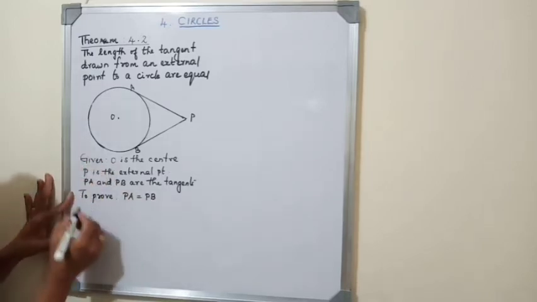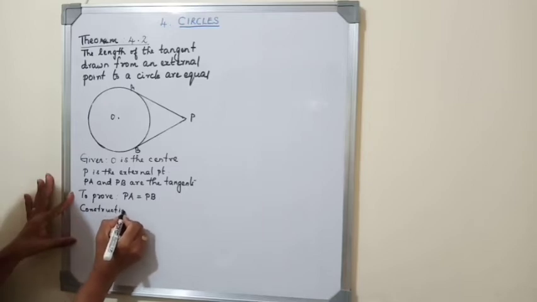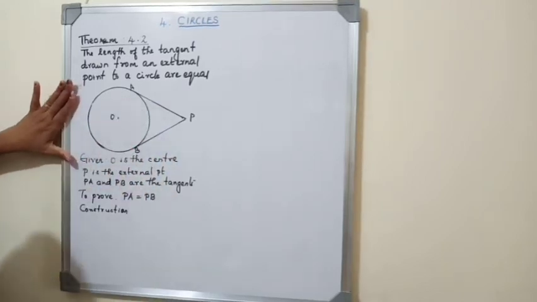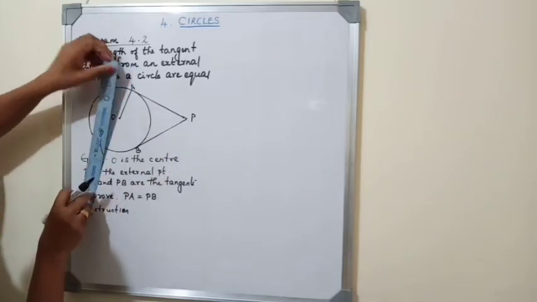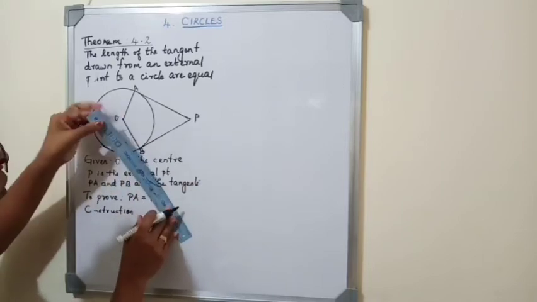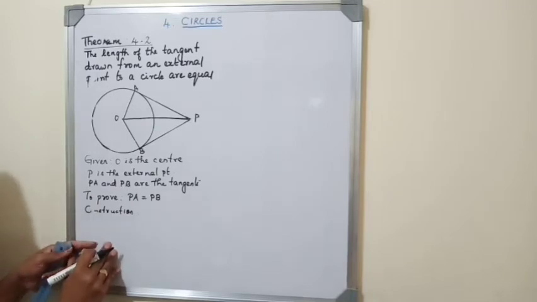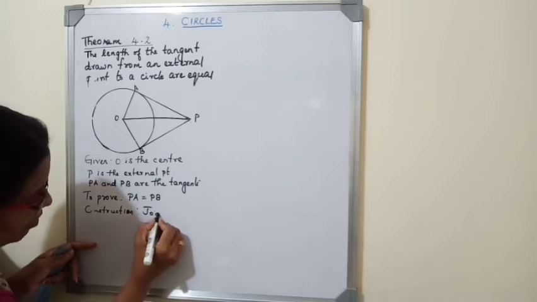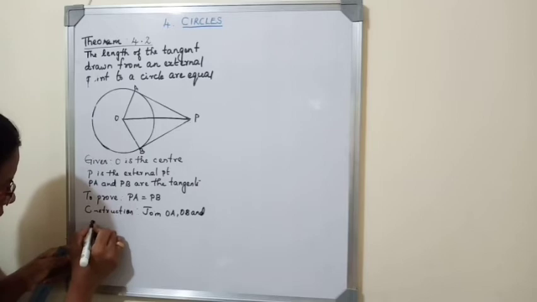For this, we have to do some construction. That is, we have to draw the radii, both the radii, OA and OB. Then we have to join O and P. So the construction is join OA, OB and OP.